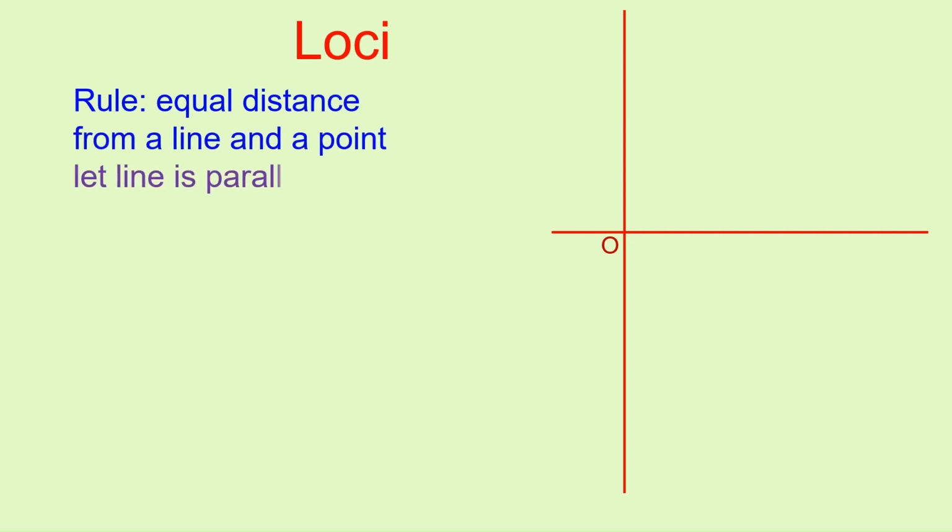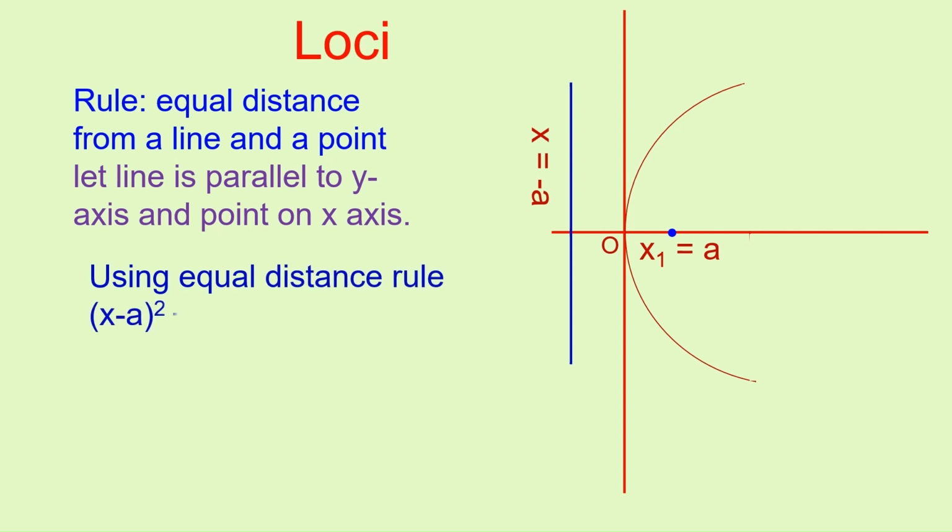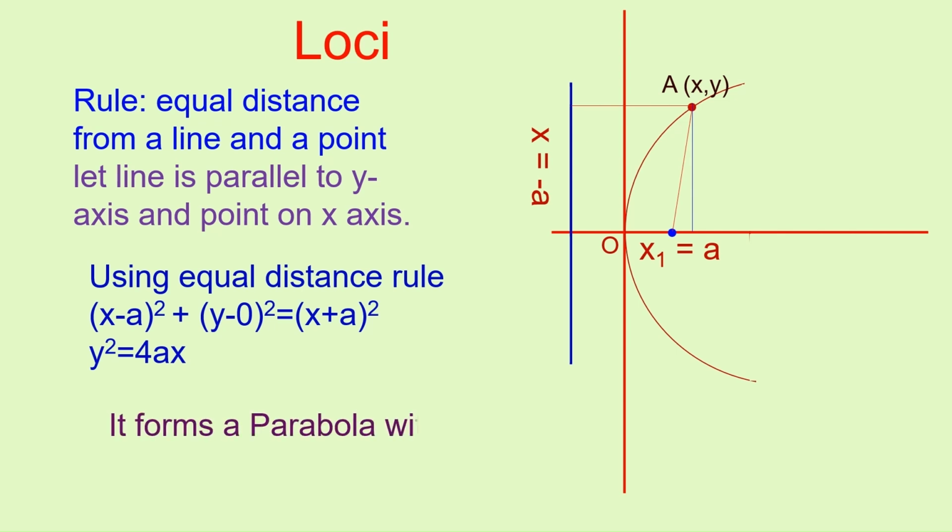Rule: equal distance from a line and a point. Let the line be parallel to the y-axis and the point on the x-axis. Using the equal distance rule, for a point A(x, y) which is at equal distance from the line x equals a and from a fixed point, which is called the center or focus, the locus will form a parabola with equation y squared equals 4ax.